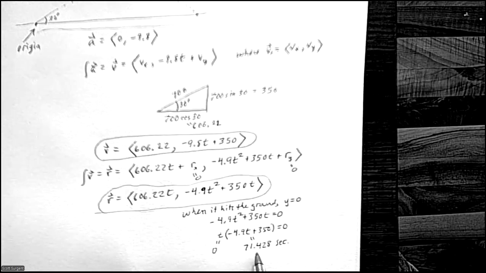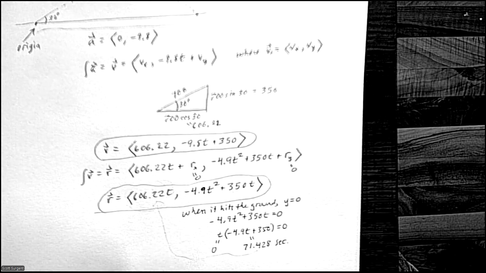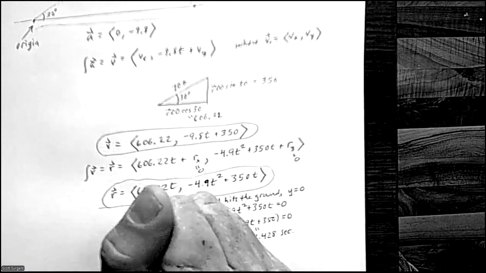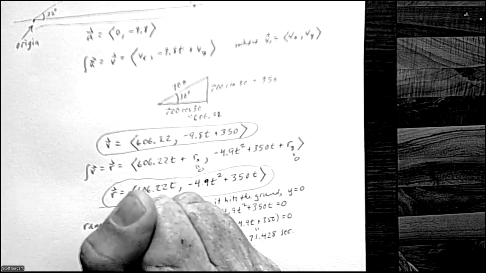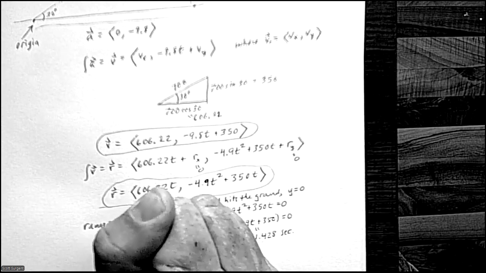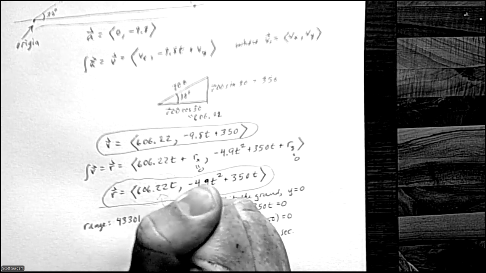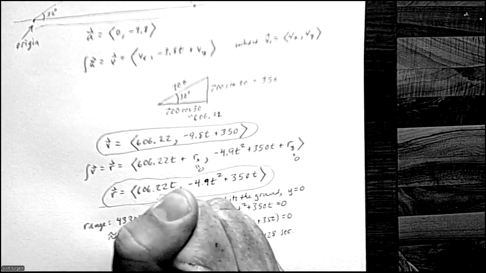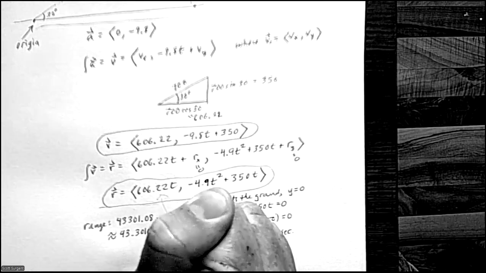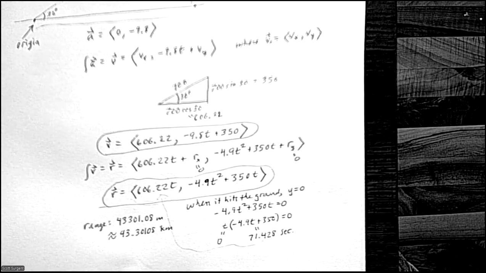Then I can take this, this is the when. Then I can take that and plug it in up here to get how far down range. So 606.22 times 71.428. Now I'm truncating these numbers, so the decimal places may differ slightly, but I get the range. So the horizontal distance is 43,301.08 meters. That's the answer, which I found was amusing. It's 43.30108 kilometers. It's quite a far distance.